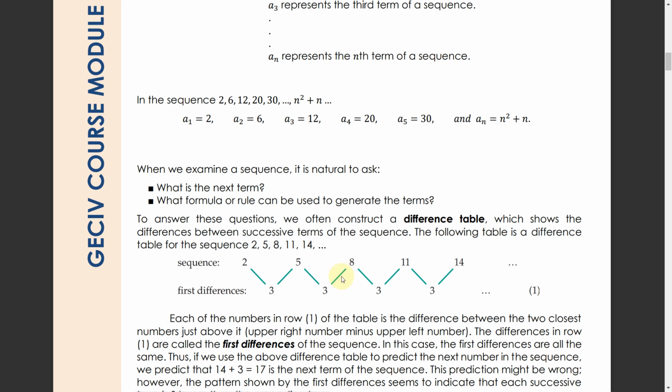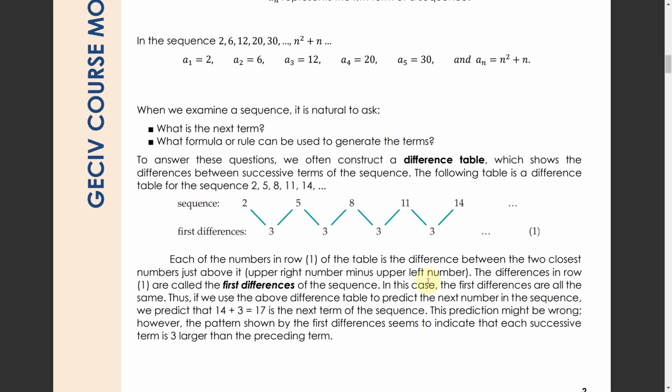No, so the same with this. So we have 8 and 5. So 8 minus 5 is still equal to 3. Then we have 11 and 8. So that is also equal to 3. Then we have 14 minus 11. So we also have an answer of 3.